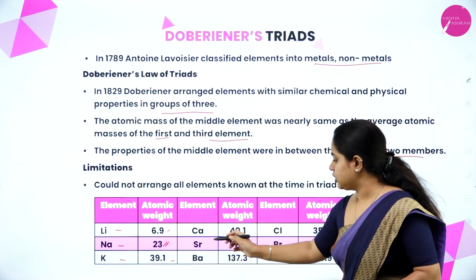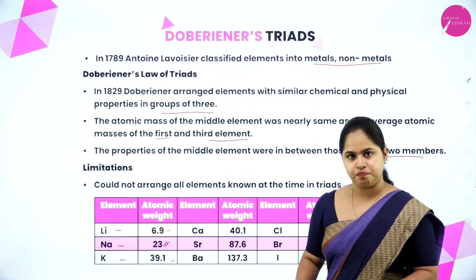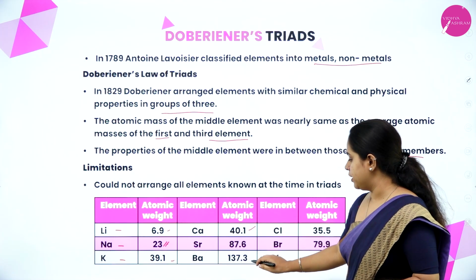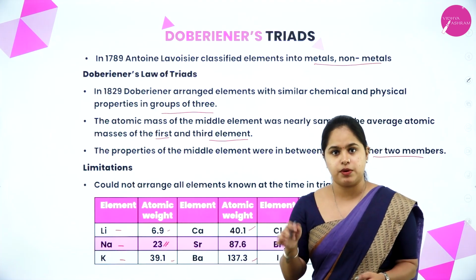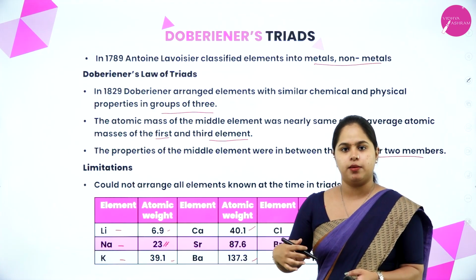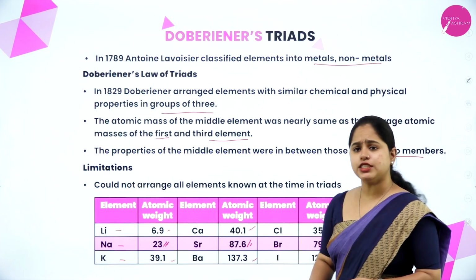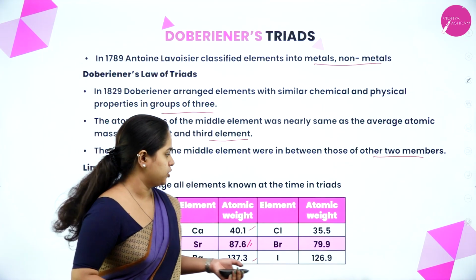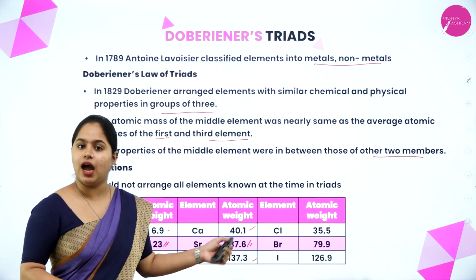Then there was calcium, strontium and barium. That was also a group of 3. That is another triad. See, 40.1 plus 137.3 divided by 2. If you take the average of the first and third element, you will get the atomic mass of the second element. Yes, and one more triad he was able to discover, that is chlorine, bromine and iodine.